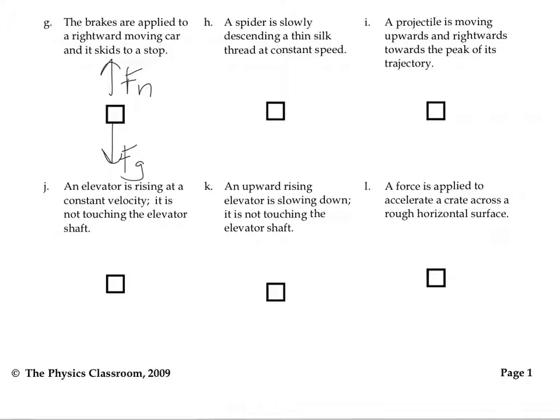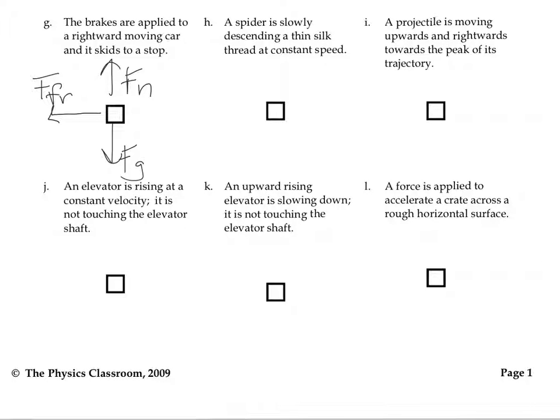And since it's moving to the right and skidding to a stop, that must mean that there is a force of friction opposing that motion. But otherwise, there's no applied force that is trying to push the car forward. So therefore, the only horizontal force is the force of friction.